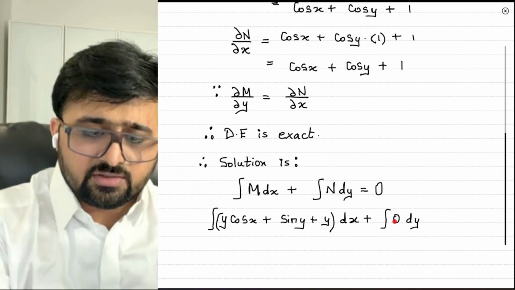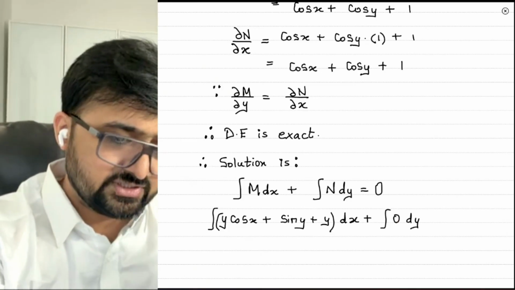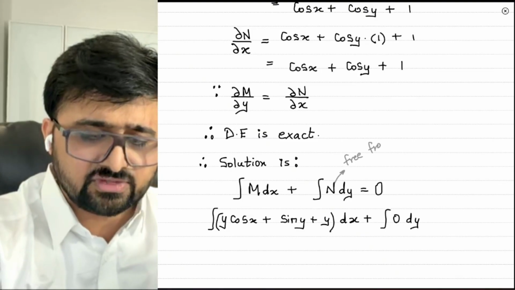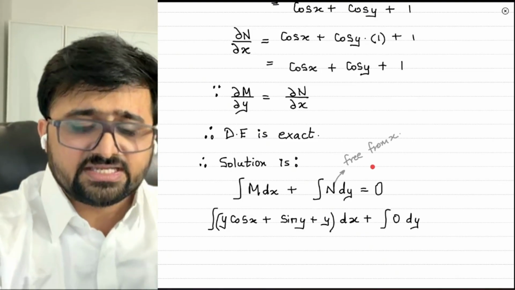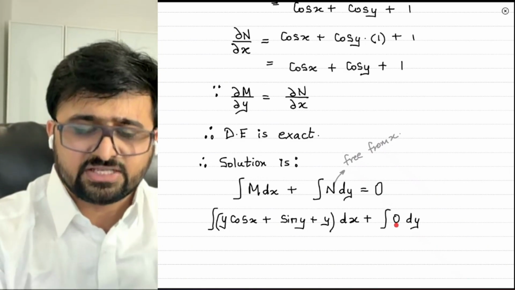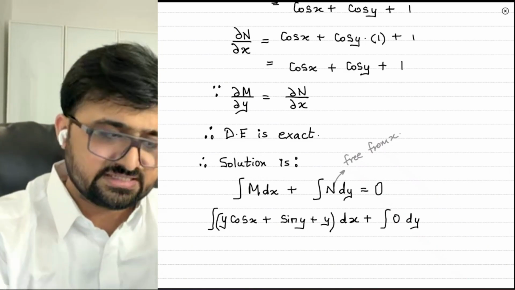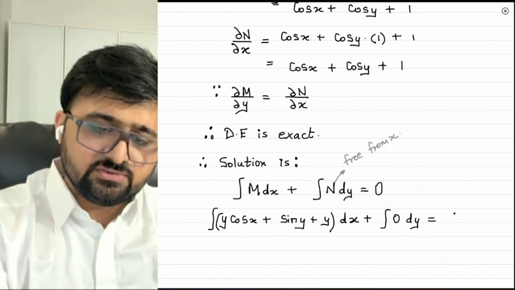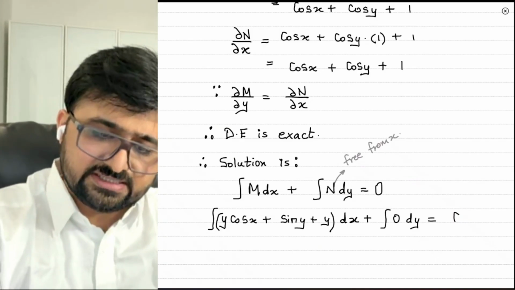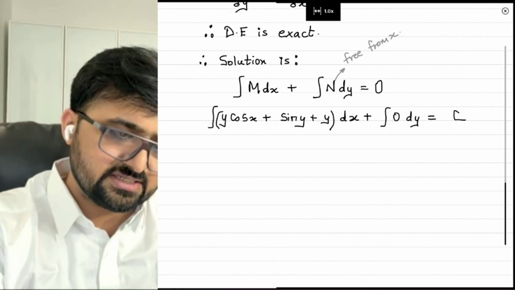Remember, we only take the terms here which are free from x. In this case, we don't have any term which is free from x, which is why we cannot take anything. So it's 0 basically, which is equal to 0. Also, let's add a constant of integration c.